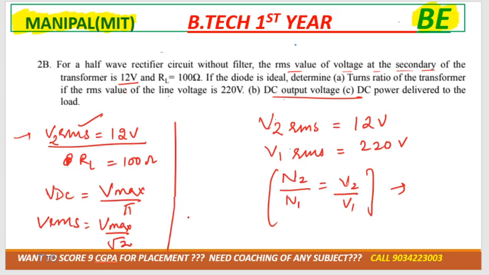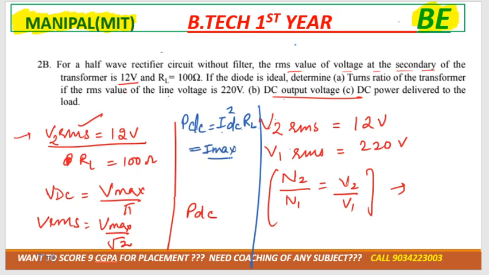Now they are asking DC power delivered to the load. Means PDC they are asking. राइट। सो PDC इज I स्क्वायर R, है ना, I स्क्वायर DC इंटू RL। तो IDC यू कैन गेट इट। IDC का क्या फॉर्मूला होता है, I max बाई पाई, है ना, एंड V max पता है, RL पता है, तो I max भी आ जाएगा बाय द फॉर्मूला V max इज इक्वल टू I max इंटू RL। यस और नो?